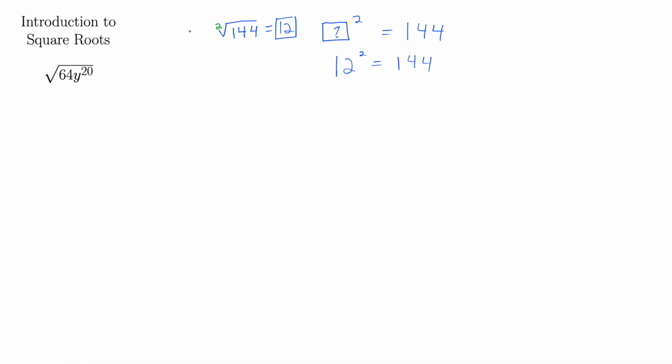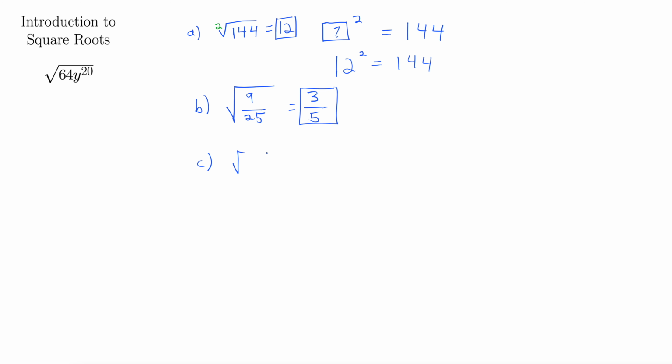Let's call this one A, and then we'll get to this fancy one here with the 64 y to the 20th. B, let's try something like the square root of 9/25. This is all inside the square root here. Well, for the square root of a fraction, we just take the square root of the top and the square root of the bottom. So the square root of 9 is 3. The square root of 25 is 5. So there we go, 3/5. It works nicely the way we at least hope that it would, right?